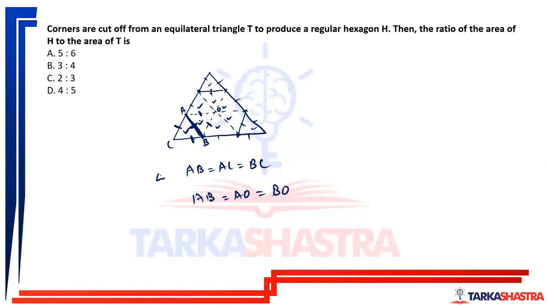So area of triangle AOB and area of triangle ABC, these two are equal. Now this equilateral triangle is made of 9 small equilateral triangles, and this hexagon is made of 6 equilateral triangles. So this ratio is 3:2. They are asking us H is to T. So the ratio will be 2:3. Simple.